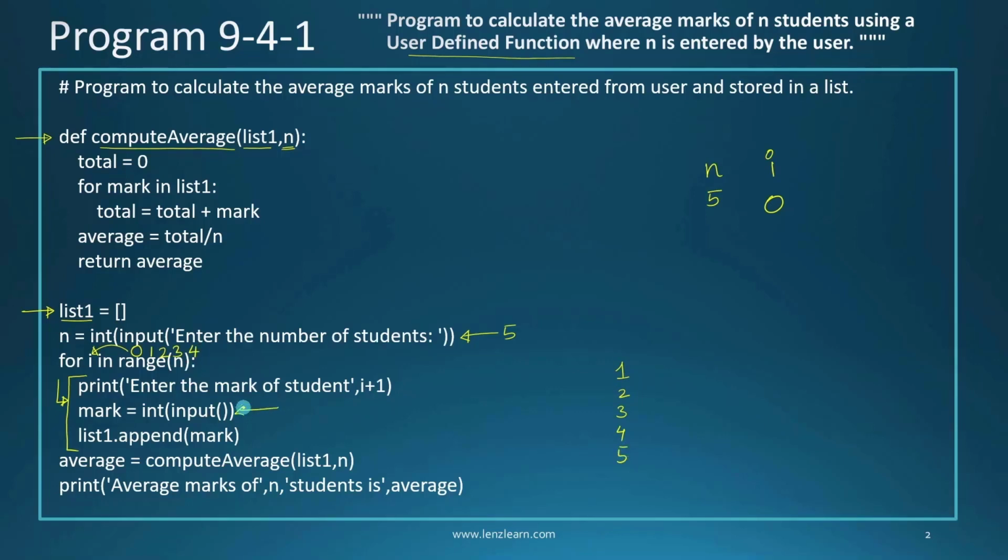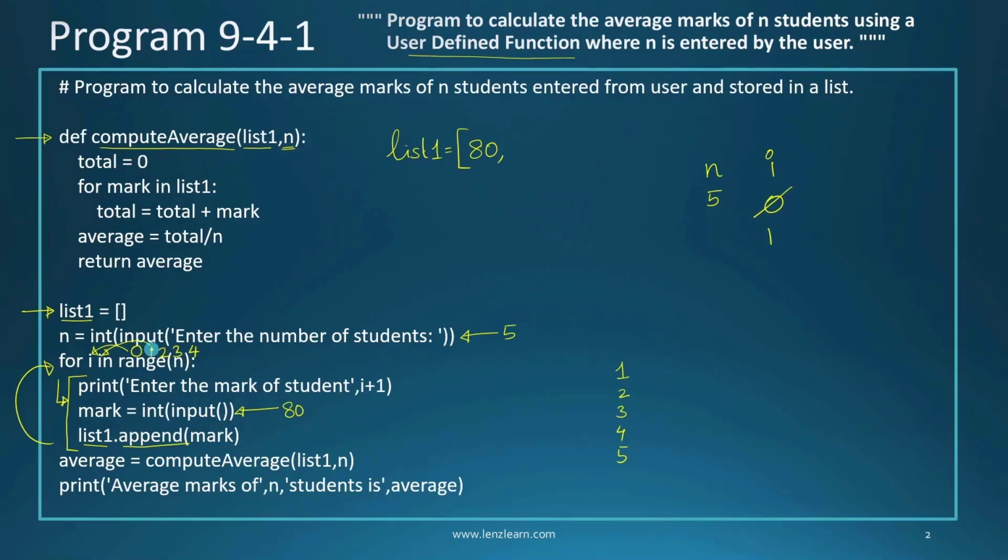Now the next statement: I will take the mark as input and it will be stored in the variable called mark. For example, if I enter 80, the mark for the first student, it will be stored in the variable mark, and using the append function on list 1, I will enter mark 80 as the first element into the list. Now the first element 80 is entered in my list. Now the control will go back to the for loop and I will get the next value 1, so the value of I will become 1.